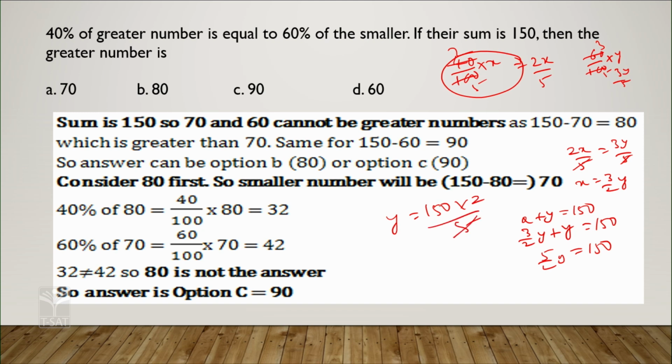5 ones are 5, 30s. Correct? 30 twos are 60. One number is 60, the smaller number is 60. Then the bigger number, simply x plus y is equal to 150. So x is equal to 150 minus 60, which is 90. So the bigger number is 90, then the greater number is 90. See, this is the answer. See, on the screen, I did this question in one way.